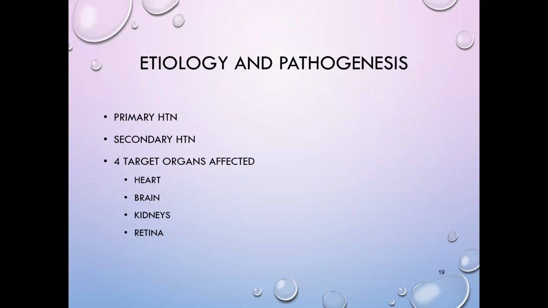And then there are 4 target organs that are usually affected: the heart, brain, kidney, and retina. So the heart usually ends up having to work harder to pump the blood. In the brain, you can have damage to the blood vessels, and that can cause a stroke. With the kidneys, damage to the arteries causes decreased renal function. And with the retina, the vessels can rupture or become occluded, resulting in visual impairments or blindness.